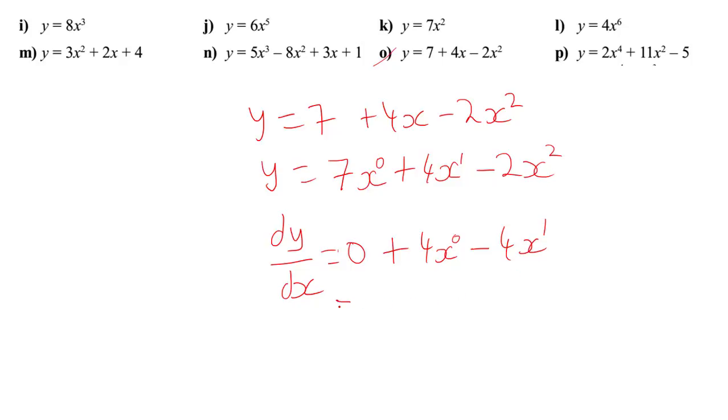Now, all you need to do is tidy up. I've got 4 here because x to the power of 0 is 1, so it's 4 times 1, which is just 4. And then the other side, I've got 4 times x, because x to the power of 1 is just x. So that is the answer for that.